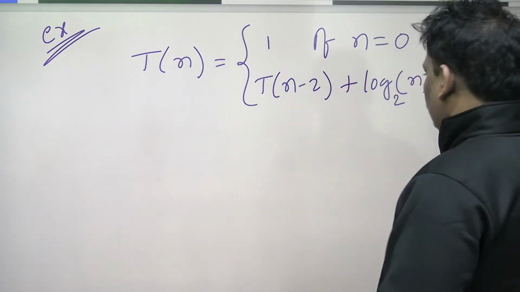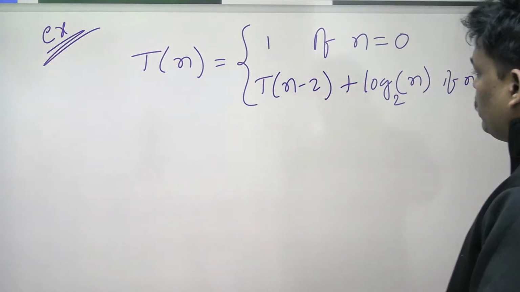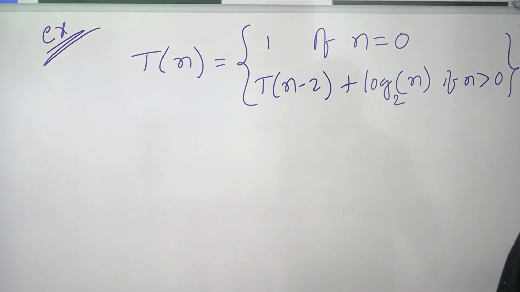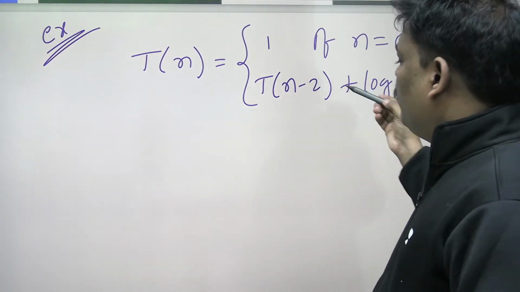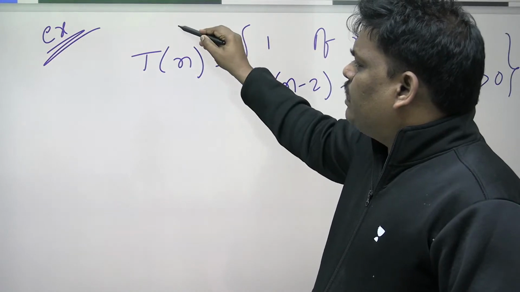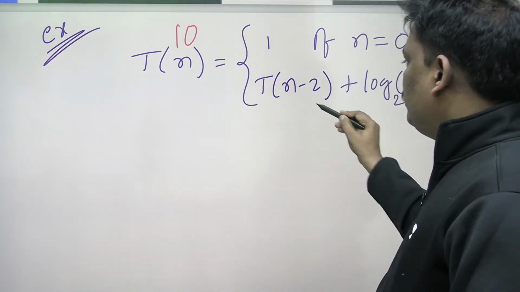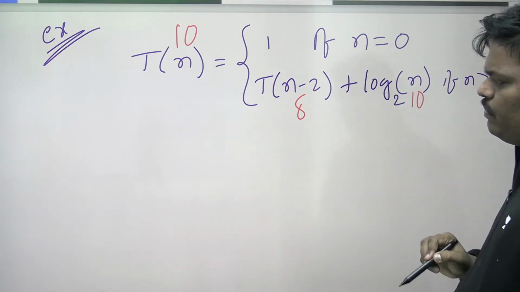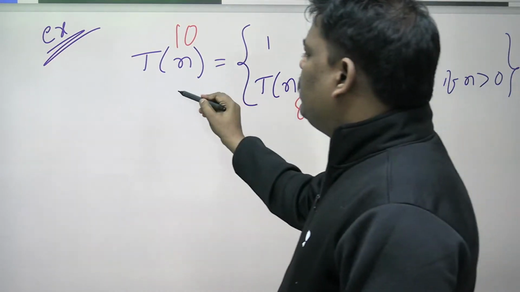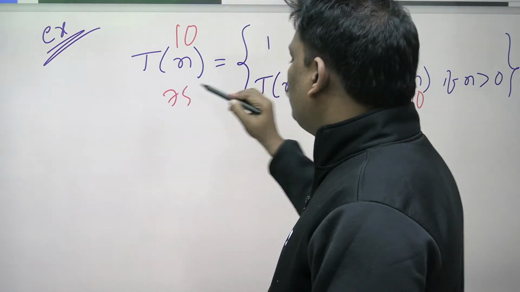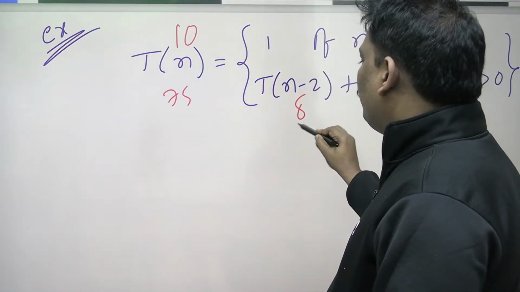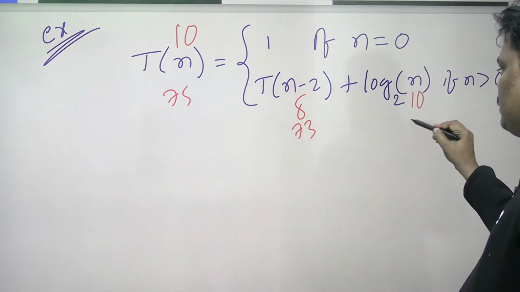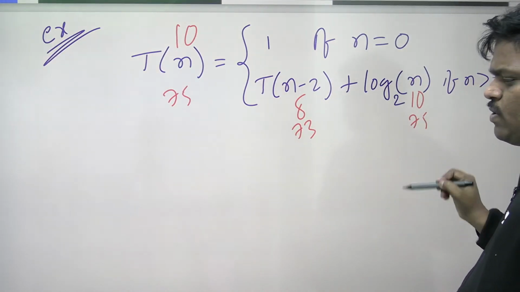I am starting this. T of n is equal to 1 if n is equal to 0. Otherwise, T of n minus 2 plus log n. Right? Before starting, let me say one small line. T of 10 is equal to T of 8 plus log 10. Next one, T of 75 is equal to T of 73 plus log 75. So like this.